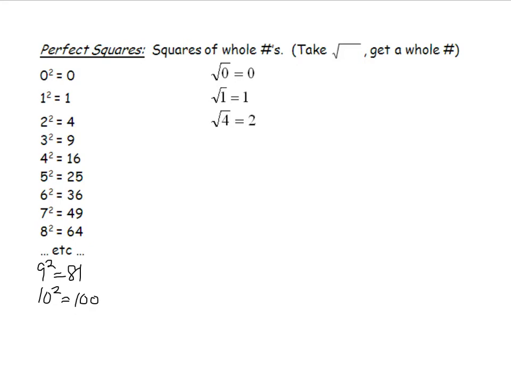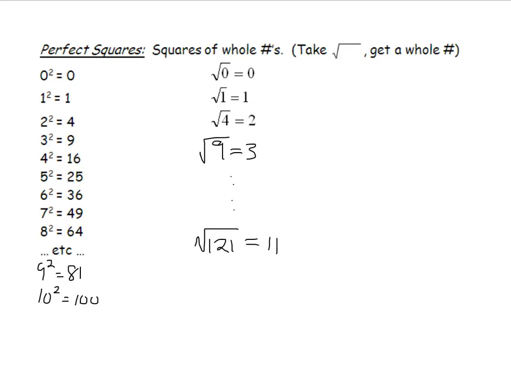If I take a square root of 0 and I get a whole number out, we know that 0 is a perfect square. Or 1. Since I take the square root of 1, I get a whole number out, 1 is a perfect square. Square root of 4 pops a whole number out, so 4 is a perfect square. The next one in the list, 9, is a perfect square, because if I take the square root of that, I get 3. So anytime I take the square root of a number and get a whole number out, I know it was a perfect square.